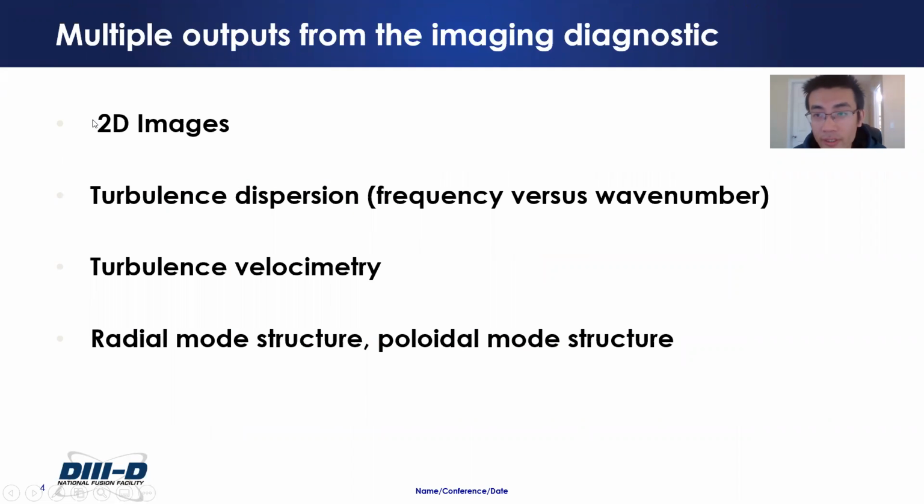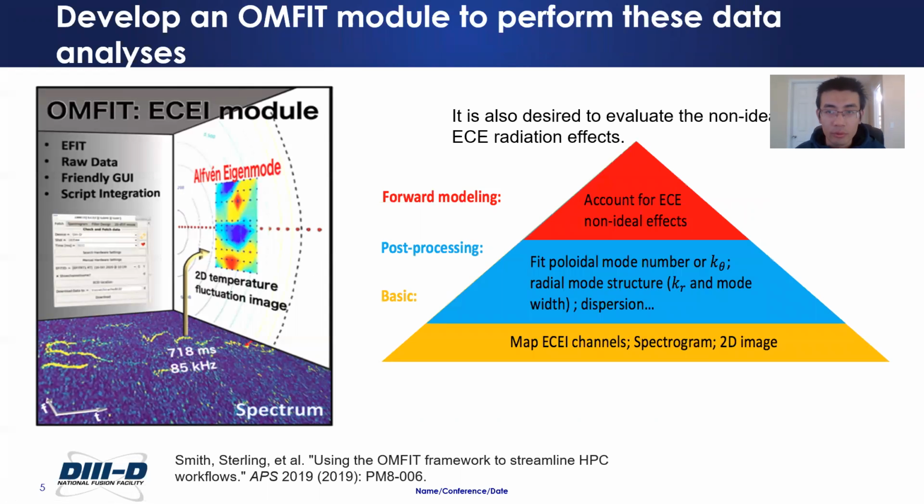Because it is an imaging diagnostic, it can have lots of useful outputs. For example, the turbulence dispersion, frequency versus wave number, the turbulence velocimetry, and the radial mode structure, the poloidal mode structure, and so on. So this is the module we're going to build. For those advanced features, we can use some codes and scripts in the module to process that, so anyone on D3D can use this feature.